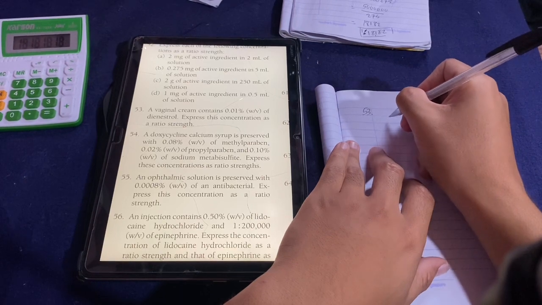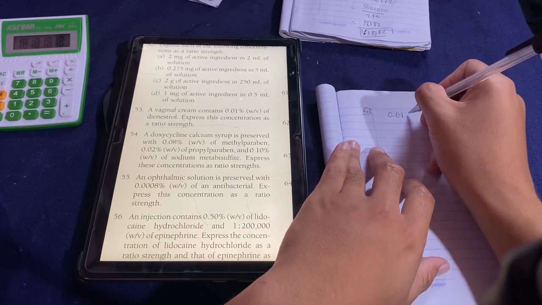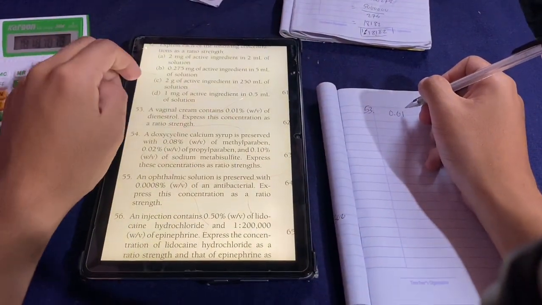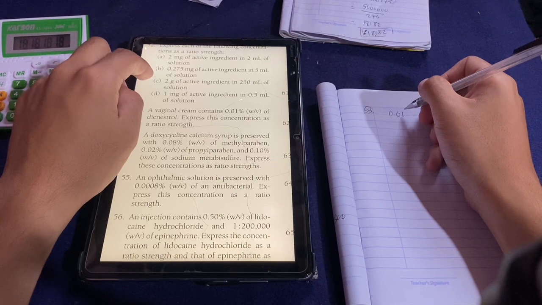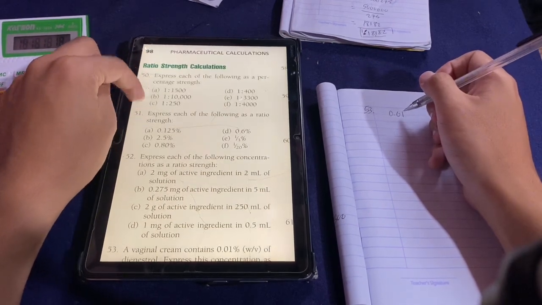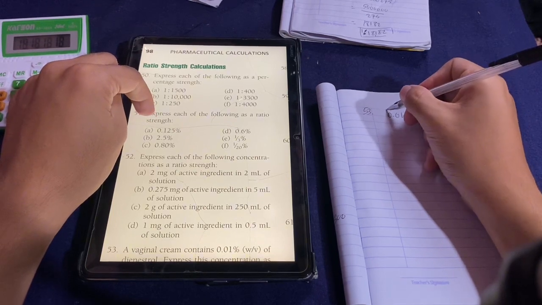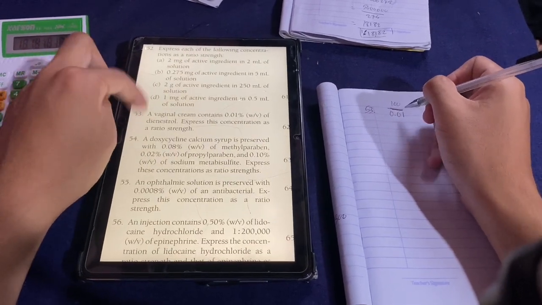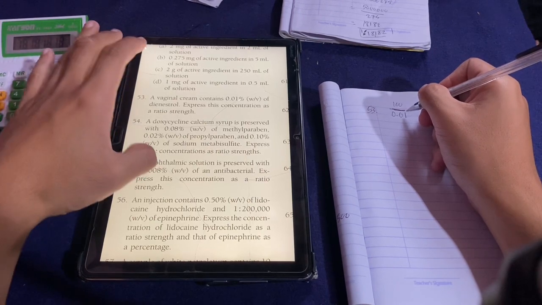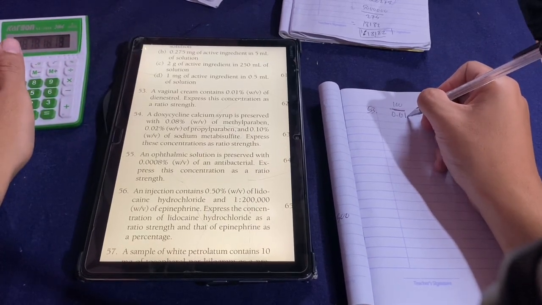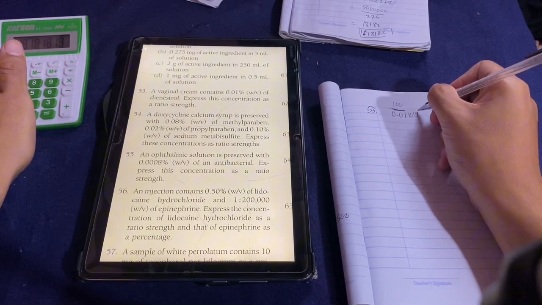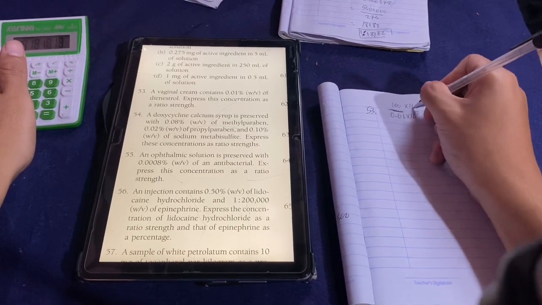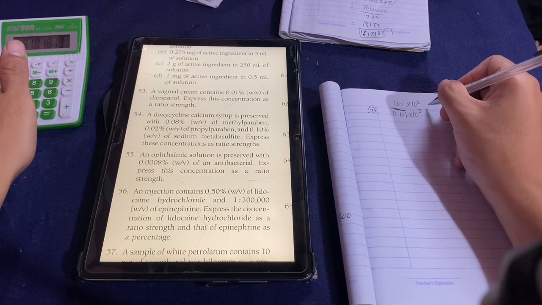So, for 53, it says 0.01. We want to convert 0.01 into ratio strength. In order to do that, what did we do in 51? We divided 100 by this number. So, 100 divided by 0.01 is equal to... I won't use a calculator. I will move the decimal here. In order to do that, I multiply it by, I count the decimals, 1, 2. So, times 10 to the power of 2, which is 100.